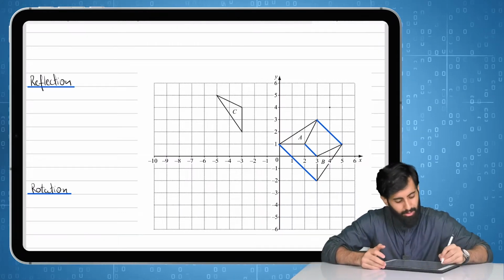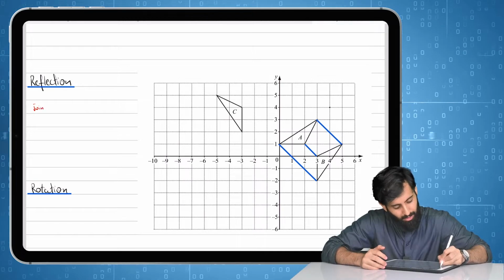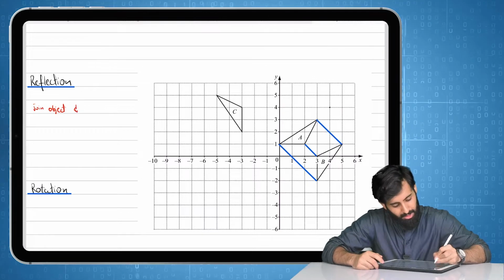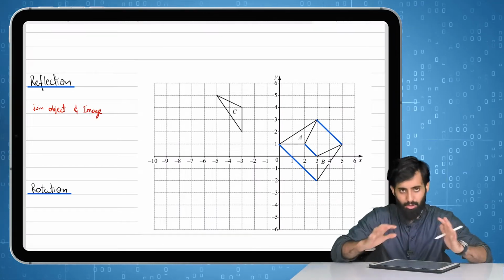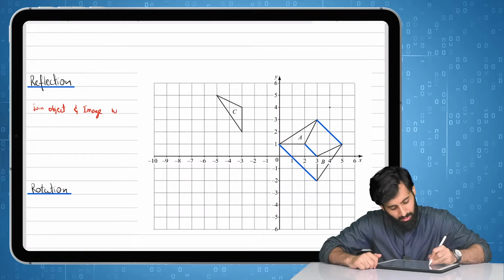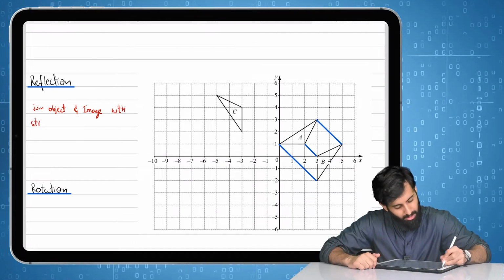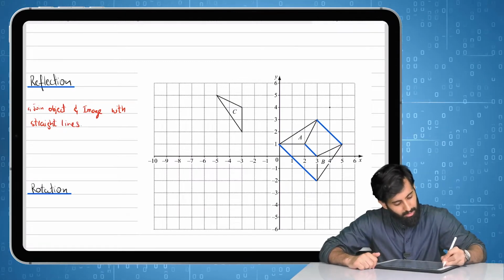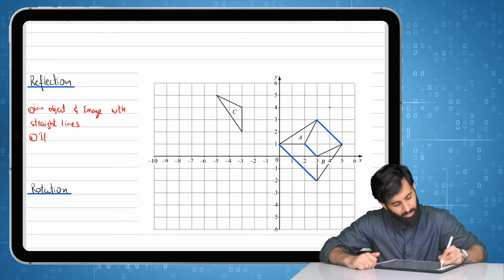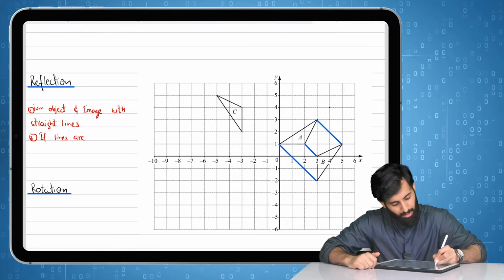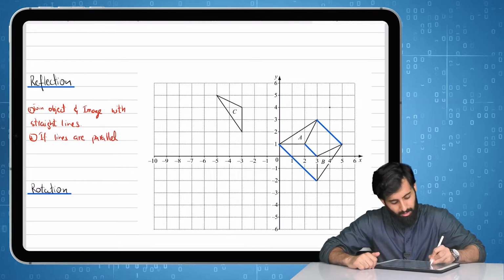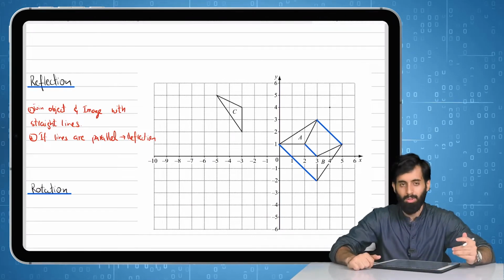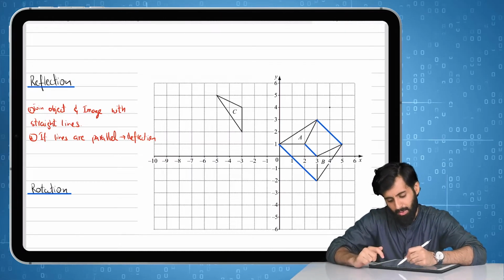So I should write it over here that you join object and image with straight lines. That's step one. Step two is that if lines are parallel, then it's definitely a reflection. Now what's the other case? What happens when it's not a reflection?